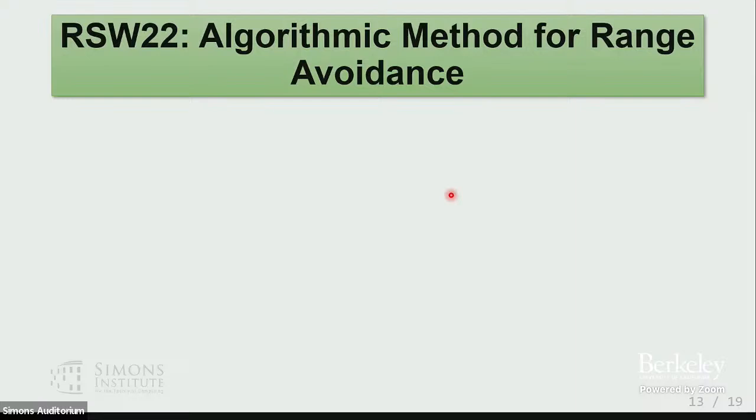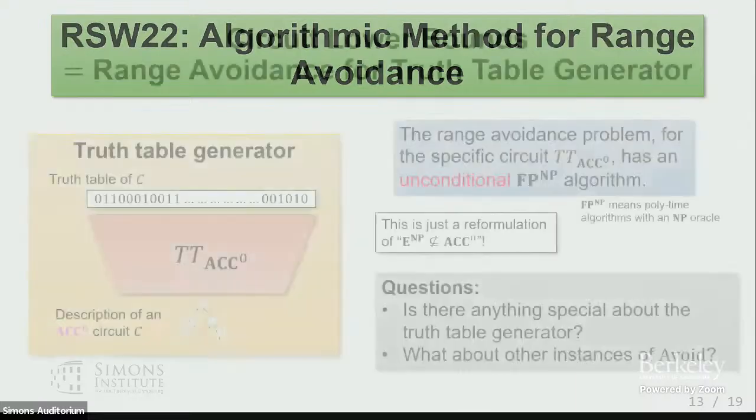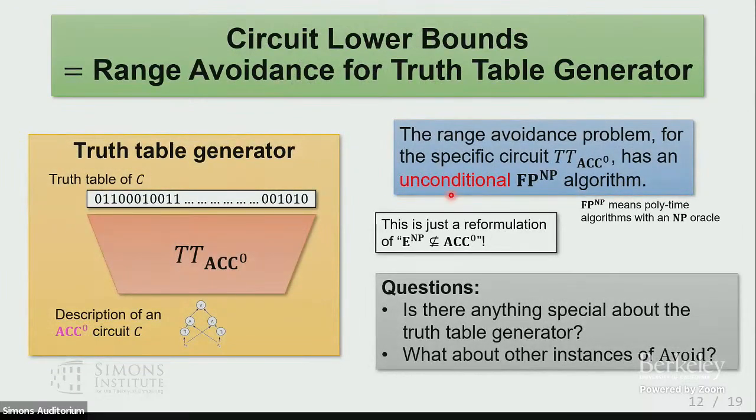Sorry, when you say in the previous slide, for this specific range avoidance, this actually holds. So for any ACC0 circuit, I can do the range avoidance, right? No, no. I'm just saying for this specific generator, the generator takes as input an ACC0 circuit and outputs the truth table of the ACC0 circuit. So you're saying only one generator. But you're saying if I give a generic ACC0 circuit, you cannot solve range avoidance? Yeah, that's our new result. Oh, okay, all right, thanks.